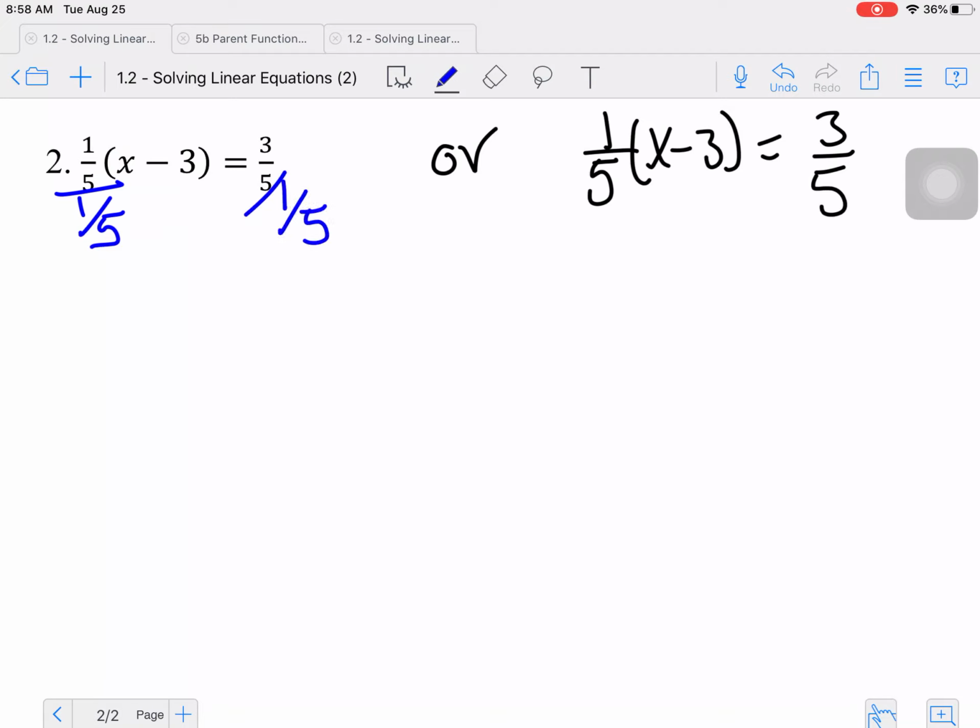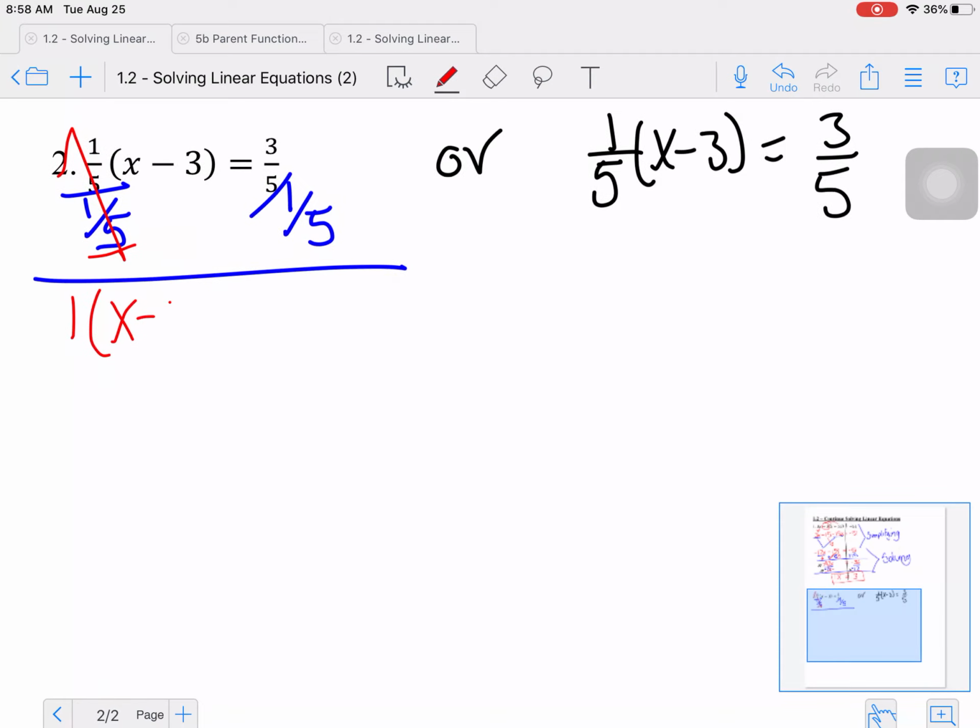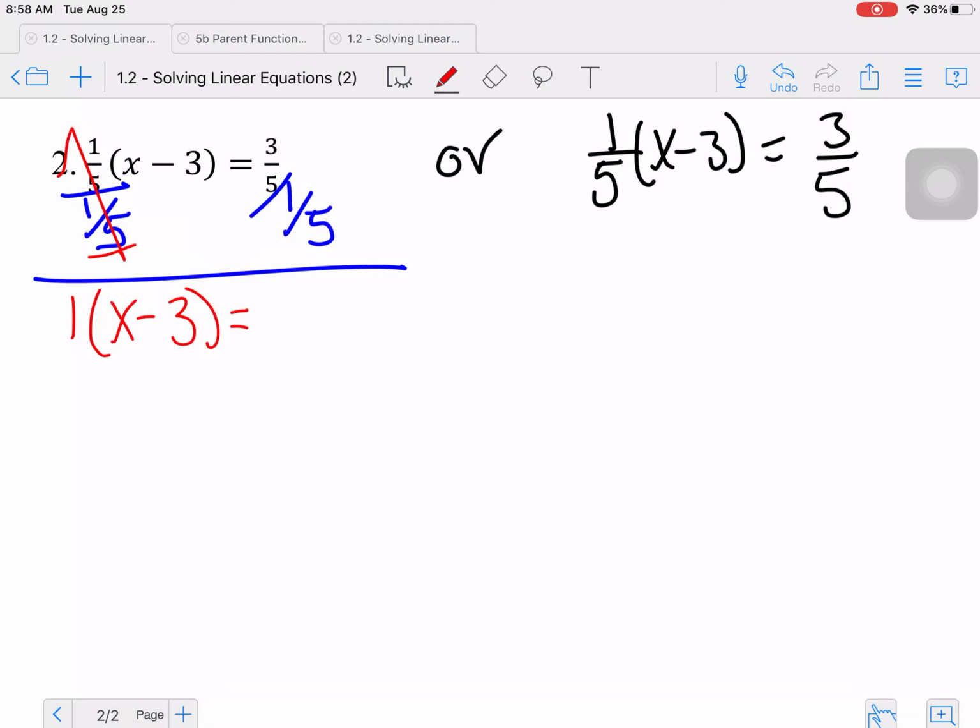All right? Well, let's see what we get. 1 over 5 divided by 1 over 5 is just 1. Okay? So I am left with 1 times x minus 3 equals 3 over 5 divided by 1 over 5. It's actually 3. And you can use your calculator for that. Okay? All right. Well, here's the thing.